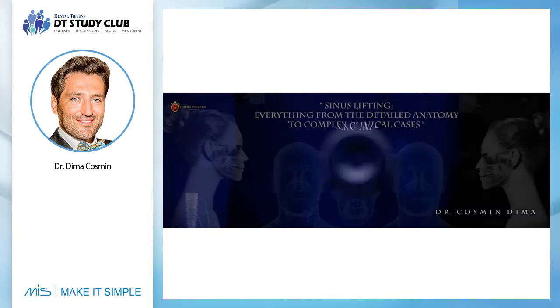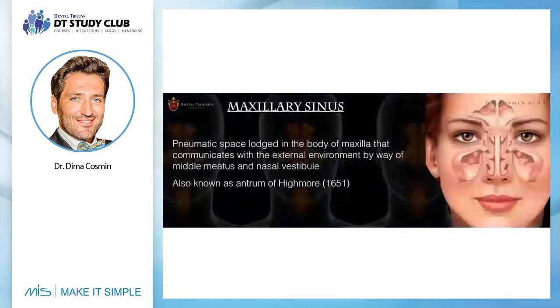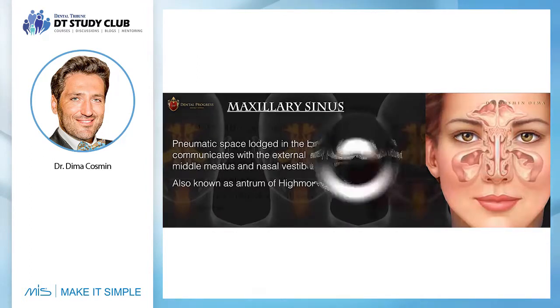So let's start with the anatomy. The maxillary sinus is a pneumatic space in the body of the maxilla that communicates with the external environment by way of the middle meatus and nasal vestibule. It is also known as the antrum of Highmore.